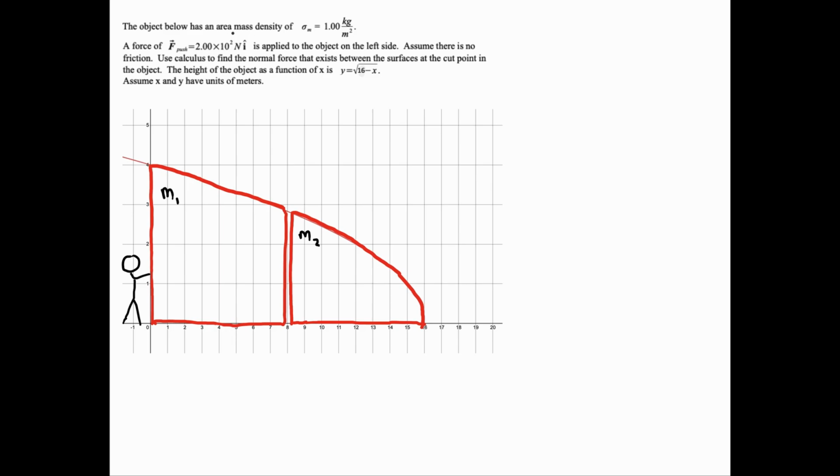They give us the area mass density of the shape being 1 kilogram per meter squared. We know the force applied is 200 newtons. And we're going to use no friction for this example. We have to use calculus to find the normal force that exists between the pieces. So basically, how much force is there between M1 and M2?